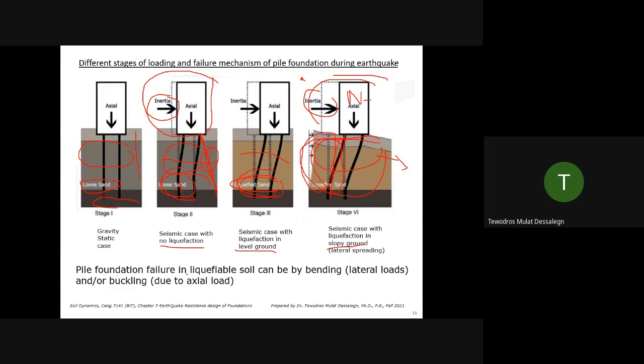Pile foundation failure in liquefiable soil can be by bending and/or buckling due to axial loads. Pile is now like a column. So if you have a column, it can fail in so many ways because you can have complex loading: axial loading, moment, and lateral load. It can fail by buckling, can fail by breaking at the base from high bending moment. Buckling is usually axial load impact. And together with lateral loads, it's very critical in that case.